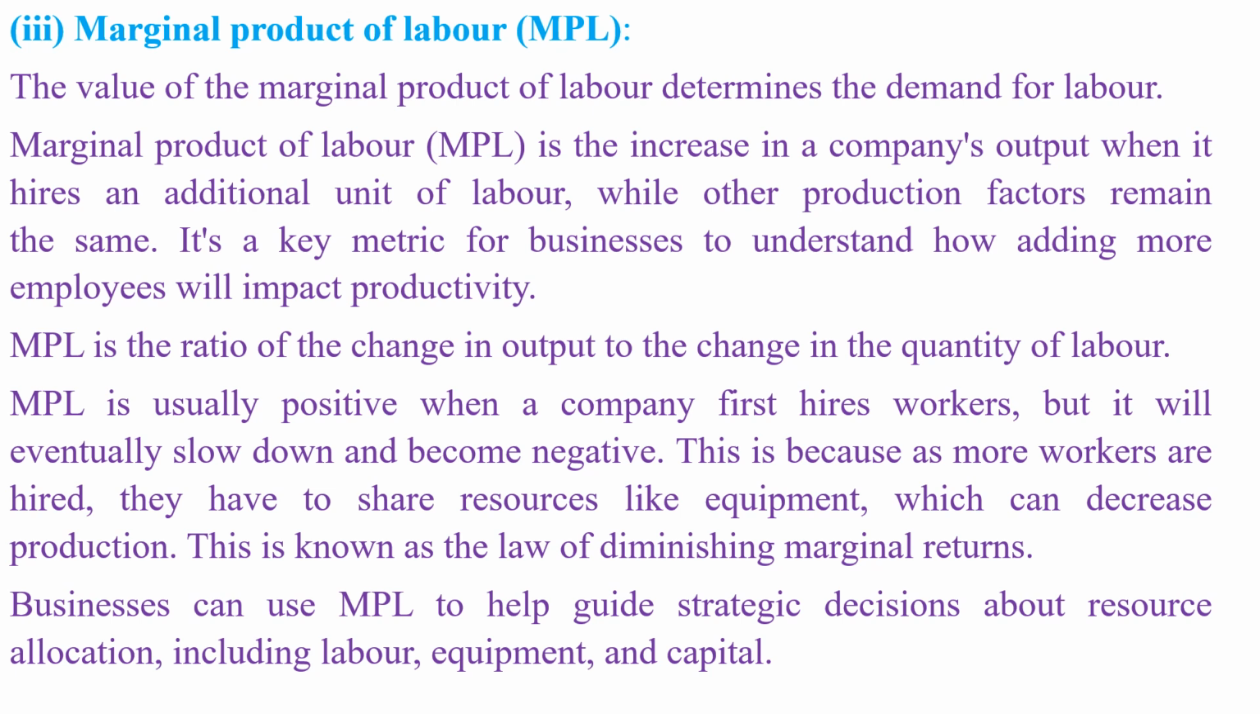MPL is usually positive when a company first hires workers, but it will eventually slow down and become negative. This is because as more workers are hired, they have to share resources like equipment, which can decrease production. This is known as the law of diminishing marginal returns. Businesses can use MPL to help guide strategic decisions about resource allocation, including labor, equipment, and capital.